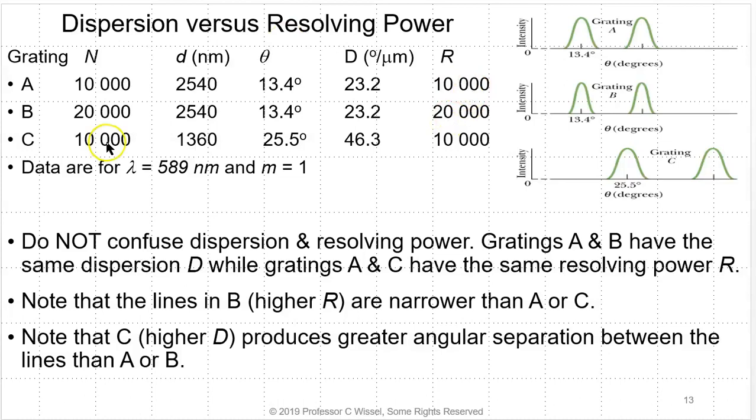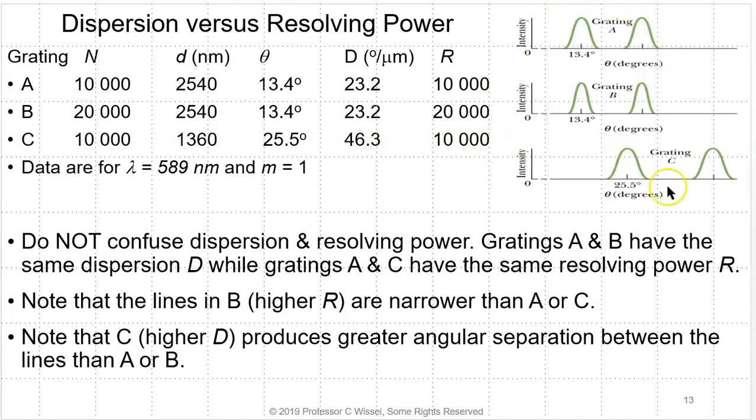C has 10,000 lines like A, but it has a narrower line spacing. It's only half of what A and B are, so it's 1360. Its angle is now up to 25.5 degrees. The dispersion is up to 46.3, but the resolving power is still the same as A, 10,000.